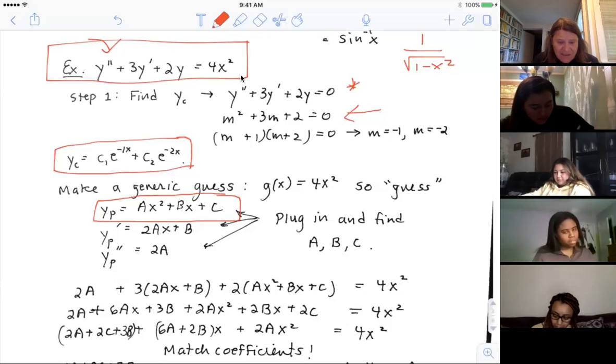So what's happening here is that I am guessing that it's a generic polynomial that looks like that, all right? Looks like a quadratic. So that capital A and capital B and capital C are the coefficients of this thing. And the reason we call this the method of undetermined coefficients is because our goal is going to be to find out what A, B, and C are. And if we do, we can find a yp.